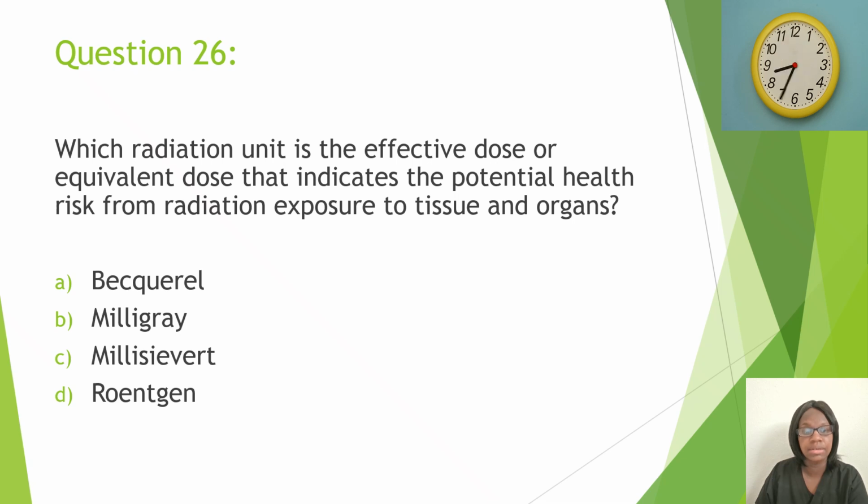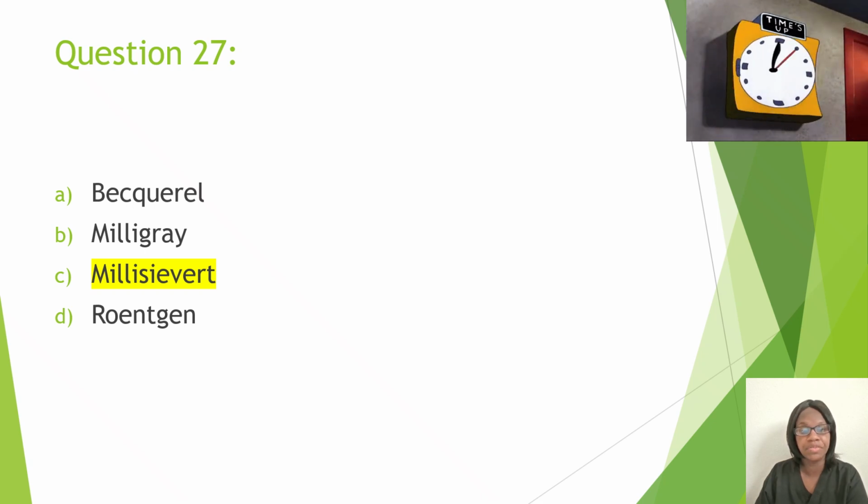Question 26. Which radiation unit is the effective dose or equivalent dose that indicates the potential health risk from radiation exposure to tissue and organs? Is it your becquerel, milligray, millisievert, or Rankine? Okay, the correct answer is your millisievert.